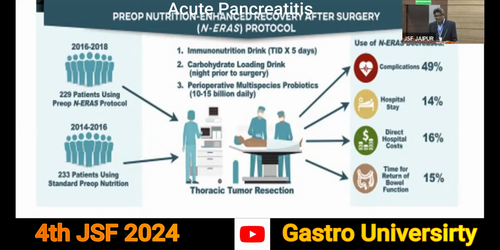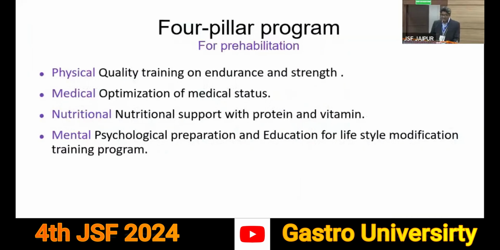three times a day for 5 days prior to the surgery, a carbohydrate loaded drink the night before surgery, and preoperative multi-species probiotics with 10 to 15 million daily of probiotics can reduce complications by up to 49% and hospital stay by 14%. Direct hospital cost reduces by 60%, and time to return to normal bowel function is quicker in these patients.